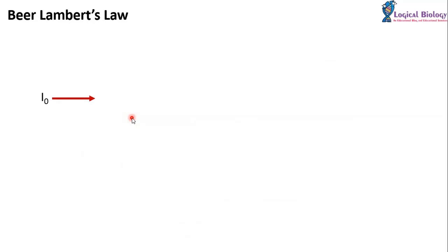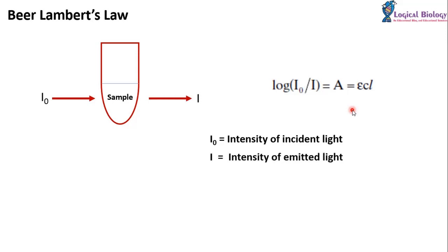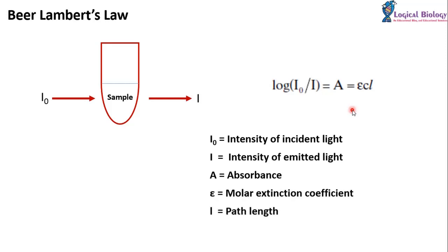So the last topic is the Beer-Lambert law. People generally explain it at the beginning, but it's very simple. You have I0 light, you put it into the sample, and you have I light coming out, and log I0 over I is your absorbance, which is equal to epsilon C L. I0 is the intensity of incident light, I is the intensity of emitted light, and A is absorbance. Epsilon is the molar extinction coefficient, which is another important parameter to understand UV visible spectroscopy. L is the path length, or the length of the sample the light passes through, and finally C is the concentration.